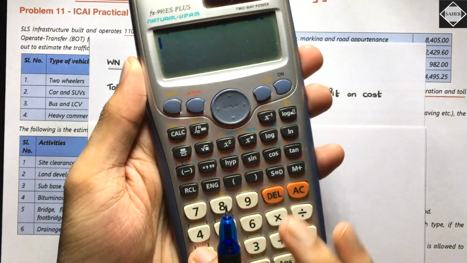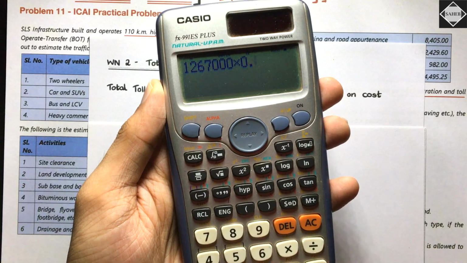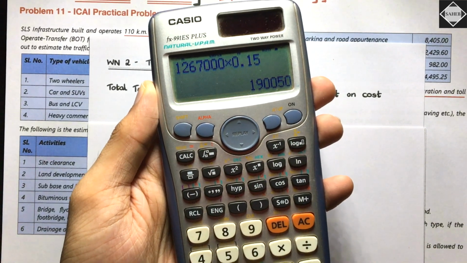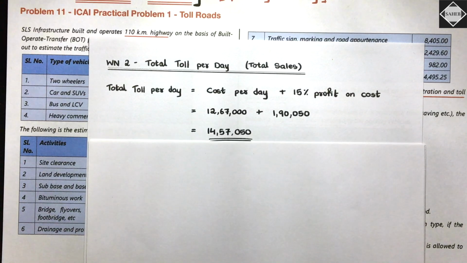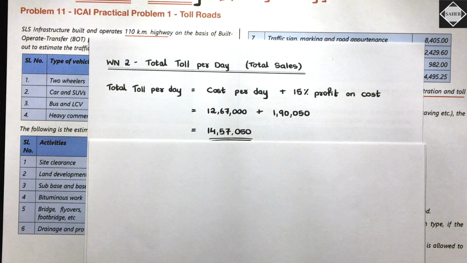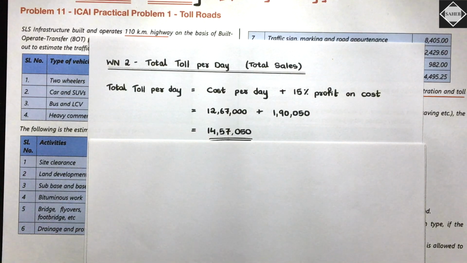Cost is 12,67,000, yes, into 0.15, that is equal to, see, 1,90,050 rupees. Okay, so if you add these two, that is equal to 14,57,050. What is this? This is your total toll per day.